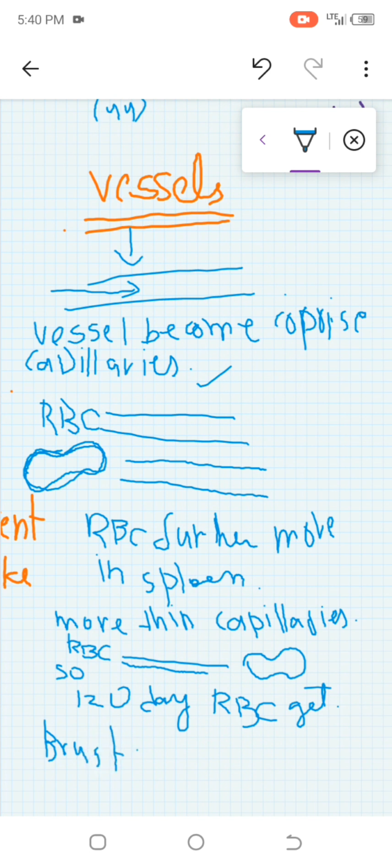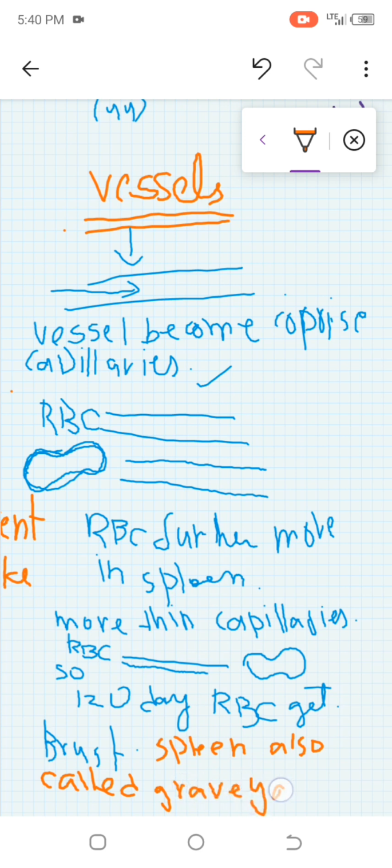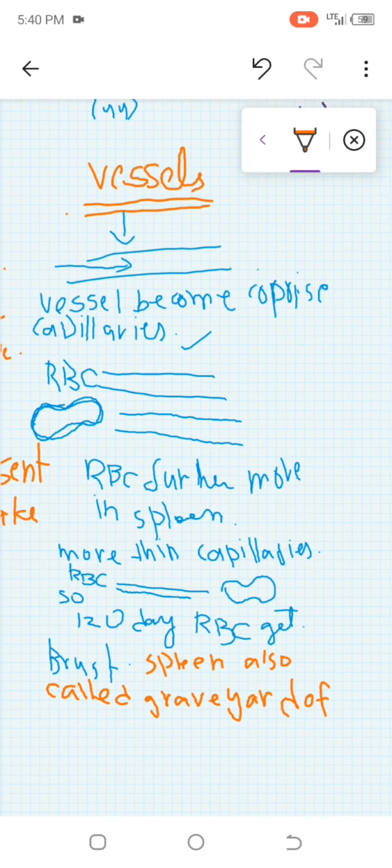This is why the spleen is also known as the graveyard of RBC, because here the RBCs get damaged or burst.